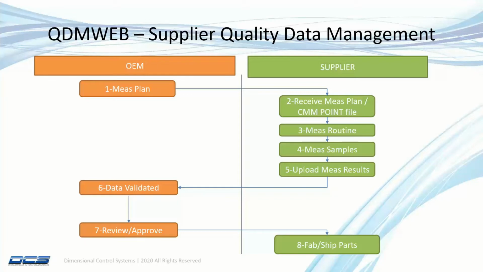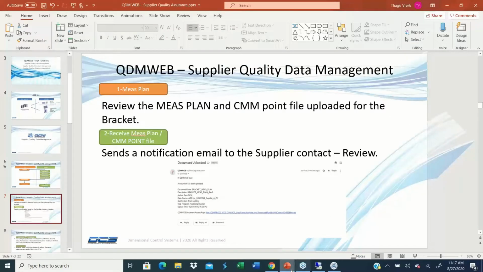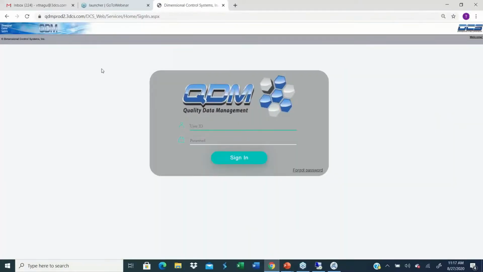So we're going to go back and forth between PowerPoint and software to look at this first use case. First, let's look at a measurement plan. A measurement plan and CMM point file are uploaded. So we're going to look at steps 1 and 2 of the supplier quality management, which is the measurement plan and the supplier receiving an email saying there is a measurement plan and a CMM point file being uploaded for measurement. Let me escape out of the presentation here and go to my QDM Web portal.